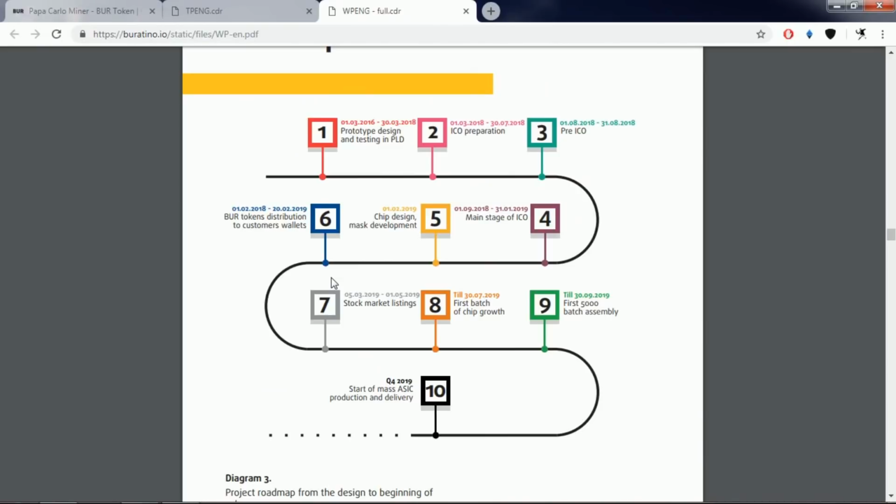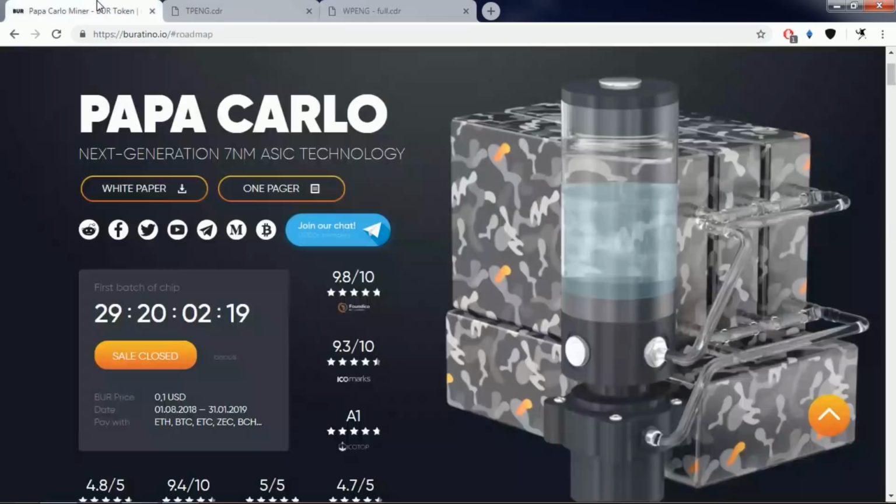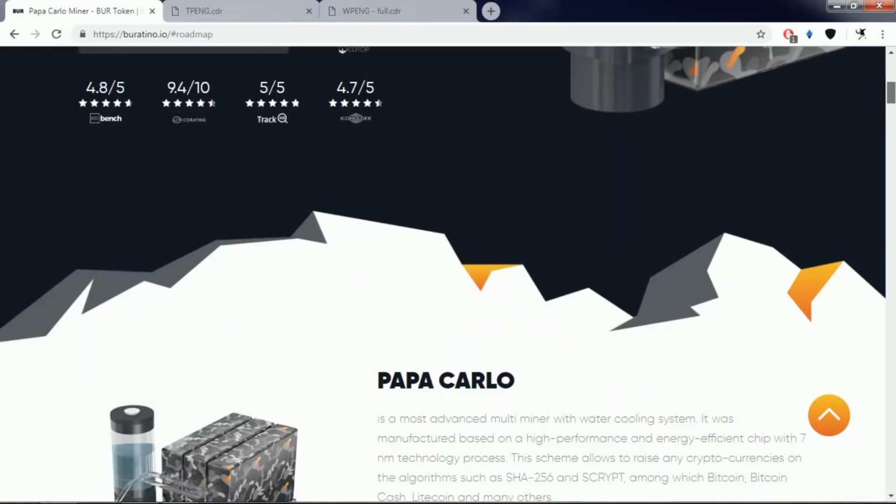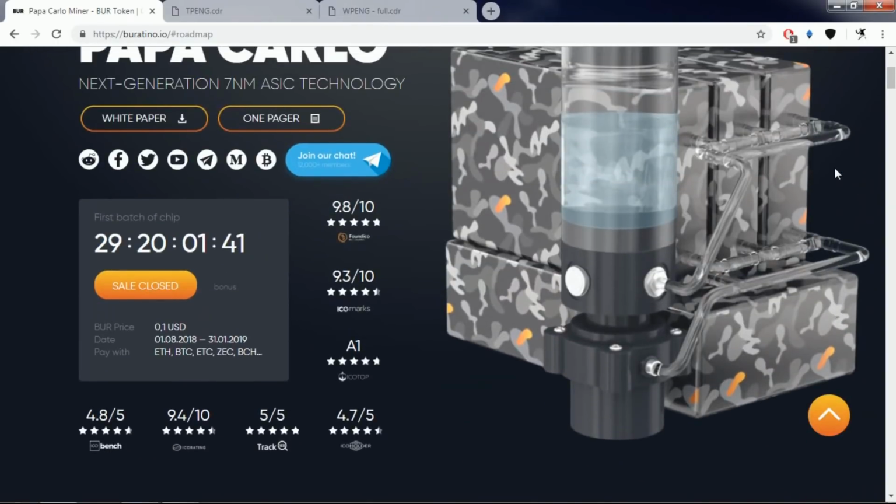But one thing that concerns me is their liquid cooling. This device will most certainly challenge other devices that are existing in the market. So best of luck to the team.